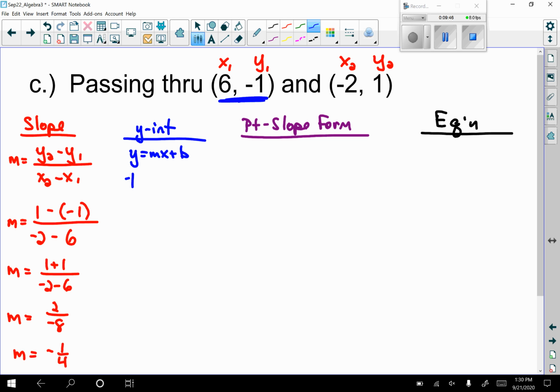So y is -1, my slope is -1/4, x is 6, or 6/1, plus b. So I'm going to get -1 equals -6/4 becomes -3/2 plus b.